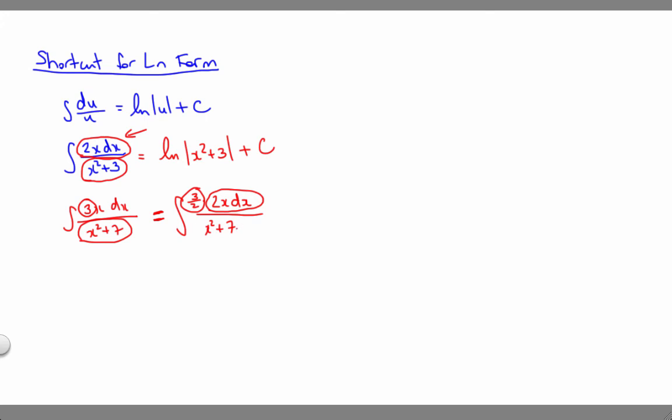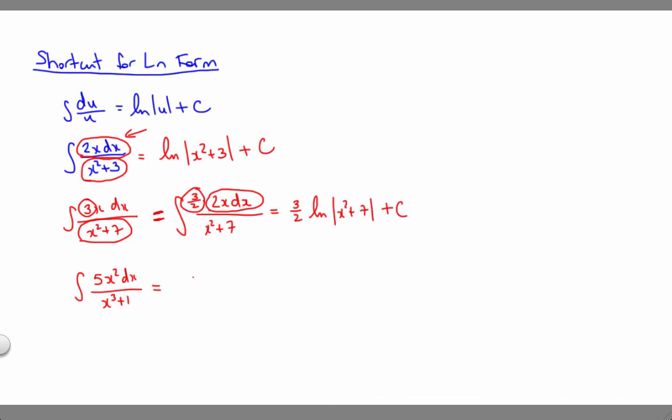Okay, so if we fill in the denominator, then we can go about our integration. 3/2 is just a constant sitting in front, and otherwise we've got perfectly the ln form. So we'd have 3/2 ln absolute value x squared plus 7 plus a constant. So just to see whether we've really mastered that shortcut, let's try the integral of 5x squared dx over x cubed plus 1.